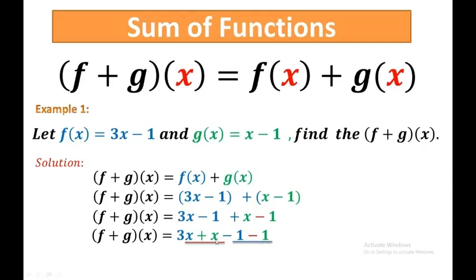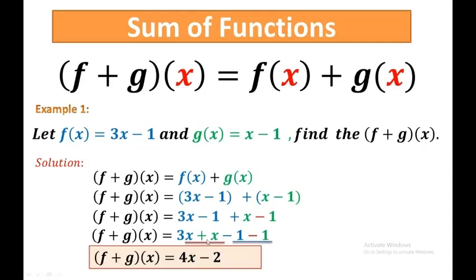So 3x plus x, we have 4x. So apat na x. Then we also have 2 negative. Okay, negative 2. Negative 1 minus 1, that is negative 2. So our sum is another function, which is 4x minus 2. So f plus g of x is equivalent to 4x minus 2. So that's it. So this is now our solution for the problem or example number 1.